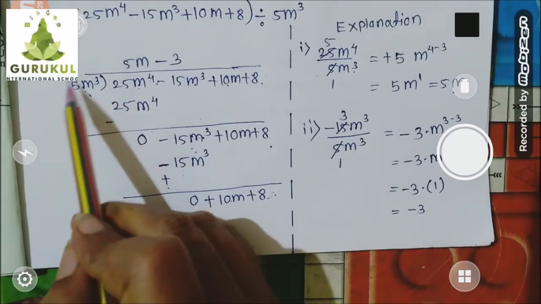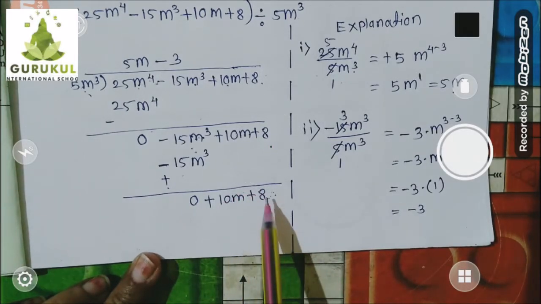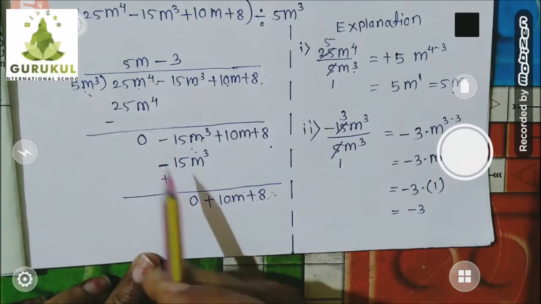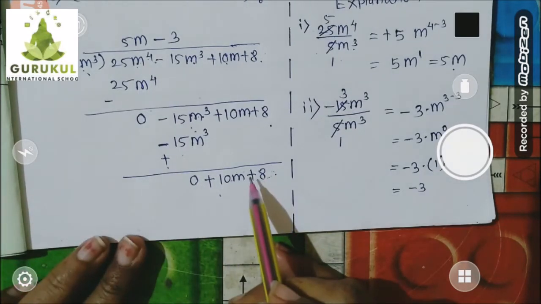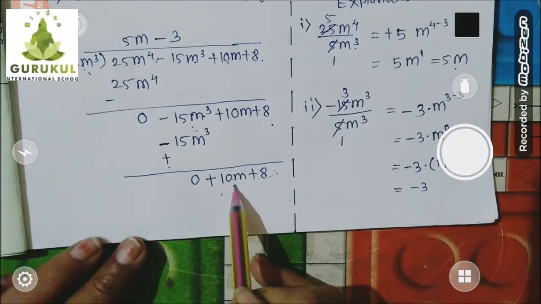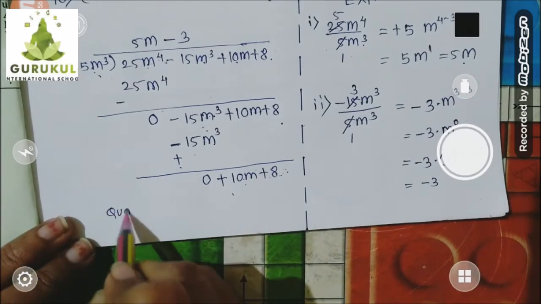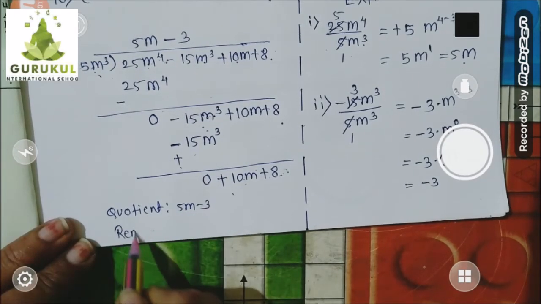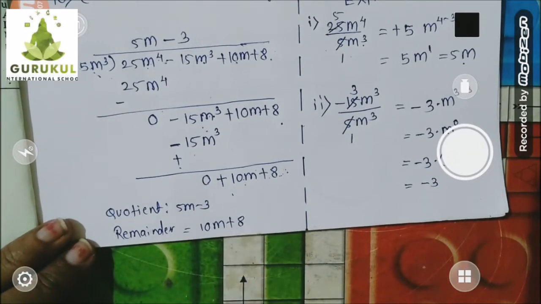And what is the degree of this divisor? The highest power is 3. So here the degree of the remainder polynomial is less than the degree of the divisor polynomial. Understood? And whenever we get such a situation, we stop the division, because here the degree is 1, here the degree is 3, so this degree is less. Okay, and so this is only our remainder. So finally I will write: quotient is equal to 5m minus 3 and remainder is equal to 10m plus 8.